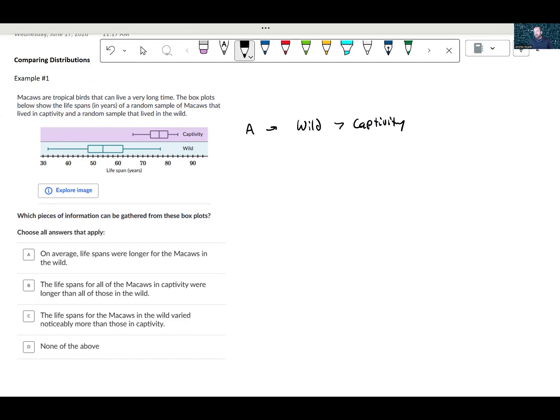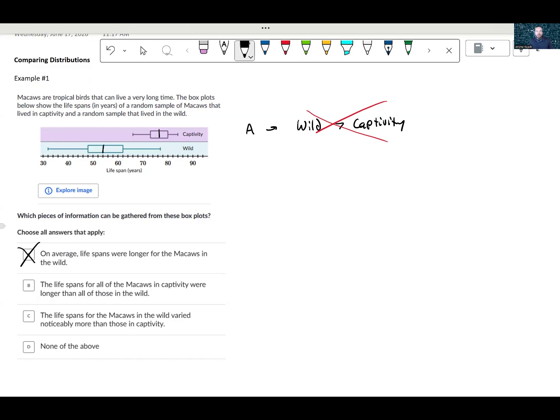So we have to instead generalize with the median as a measure of center. And so if we look at our medians here for the wild and captivity, we can clearly see that the captivity is greater than the wild. So that's not true. We're going to cross out A. A is not correct.